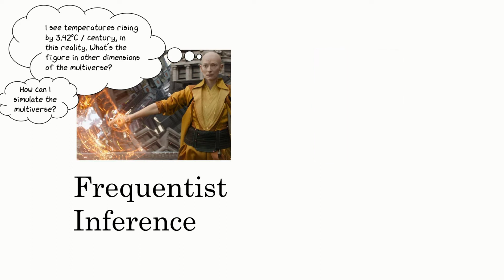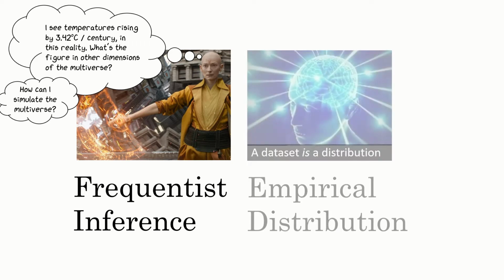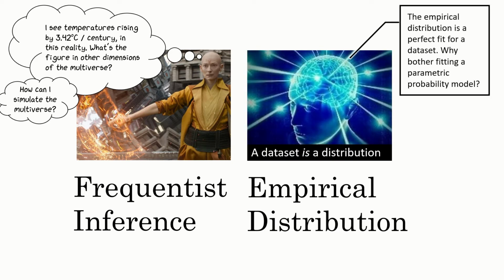But there's a viewpoint that says it's daft to fit probability models. When we looked at empirical distributions, we came to the conclusion that there's no need to do any work at all to fit a distribution. We can get a perfect fit just by using the empirical distribution. The slogan is, a dataset is a distribution. If we want to generate new values from the distribution behind the data, we should just pick values at random from the dataset itself. Let's see what happens when we bring these two ideas together.